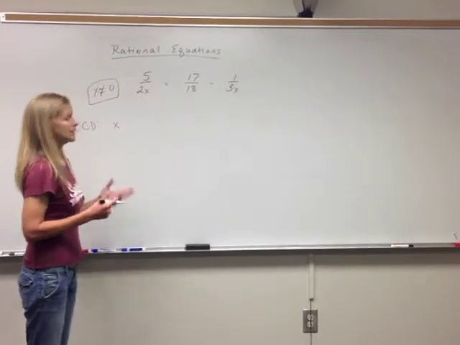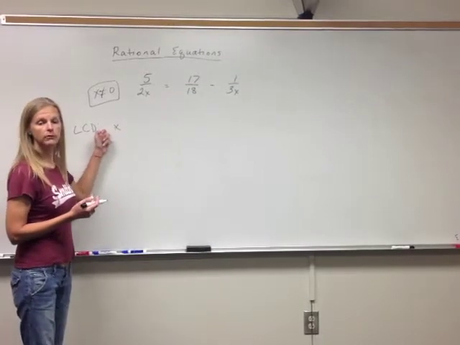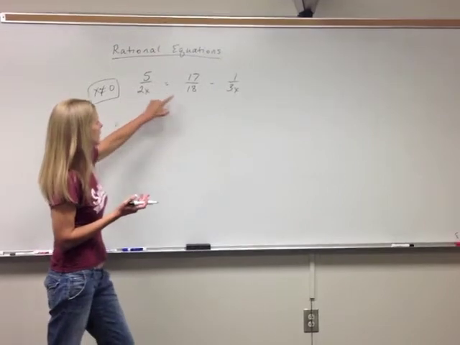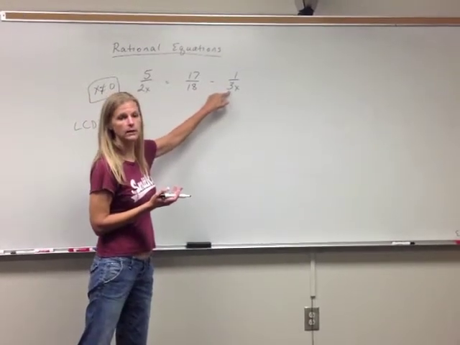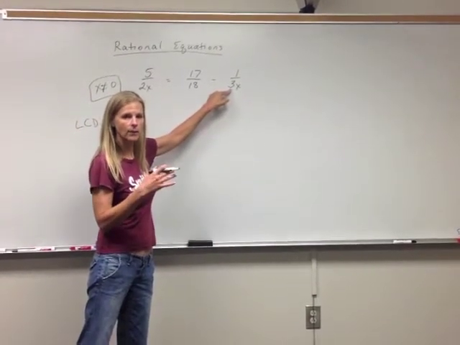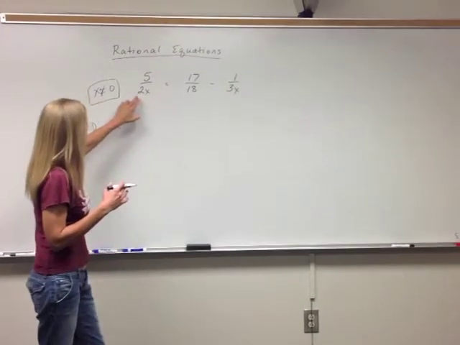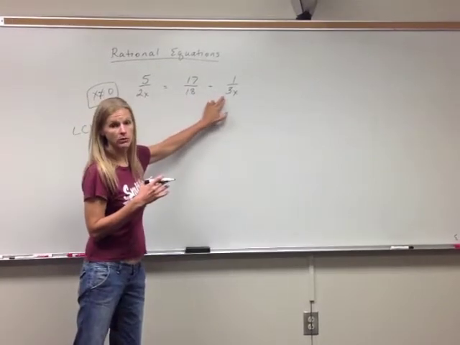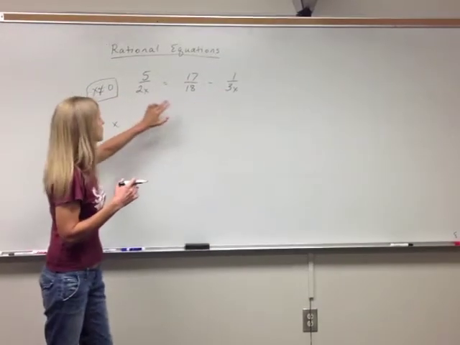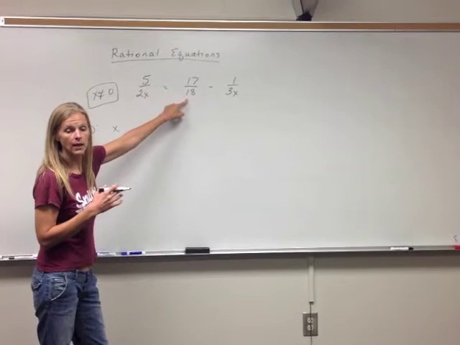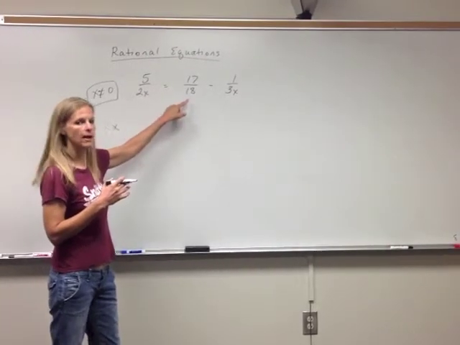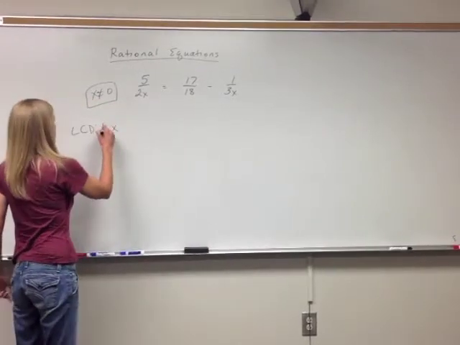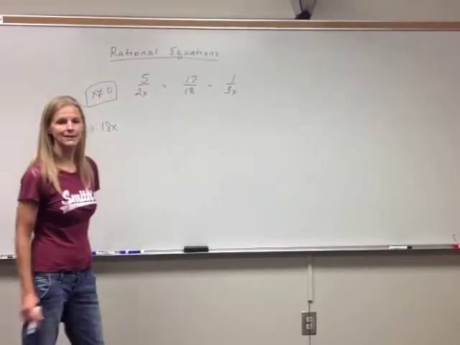All right, secondly, I need to know what number to put in front of this x. Okay, well, what numbers do I have? I have a 2, I have an 18, and I have a 3. All right, so what is my least common denominator? Well, it's going to be the number that 2, 18, and 3 will divide evenly into. Okay, so let's consider our largest number, 18. Does 2 divide into 18? Absolutely. Does 3 divide into 18? Absolutely. So our least common denominator is going to be 18x.